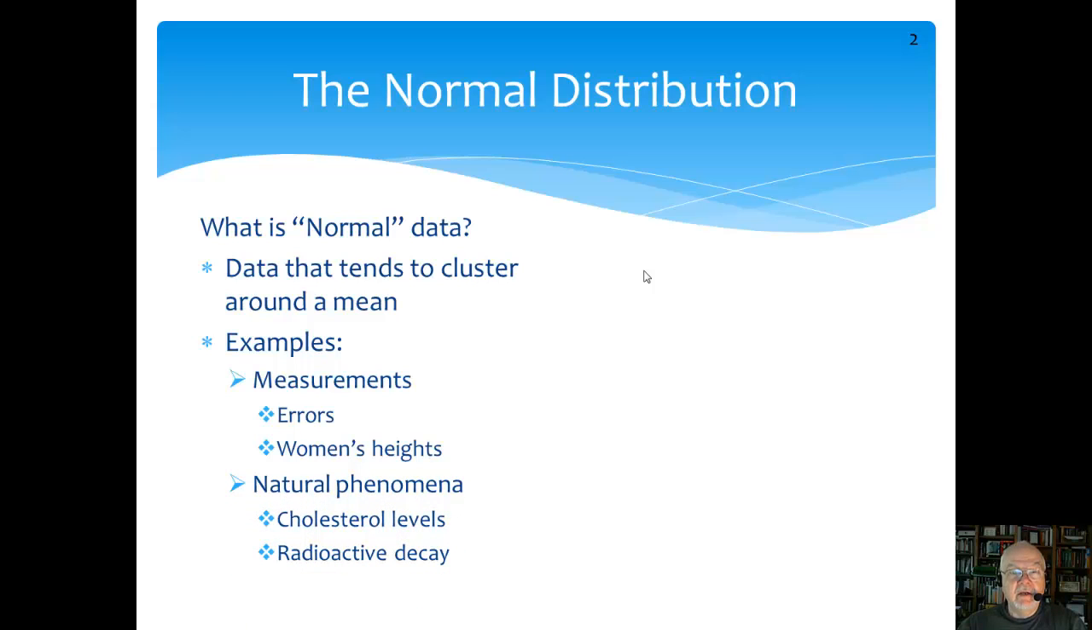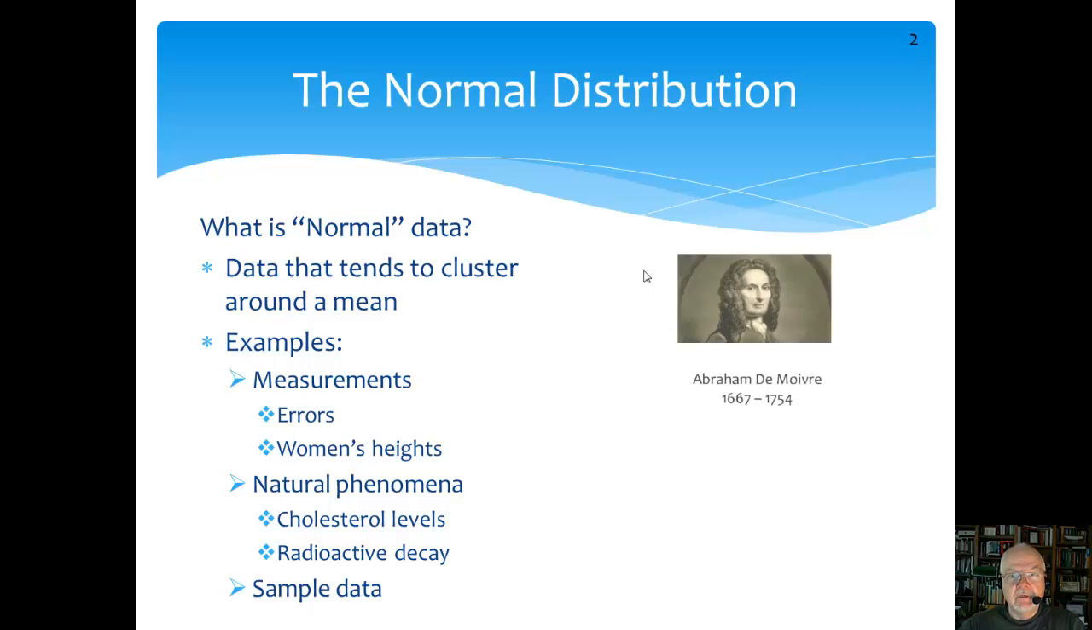They also fit a number of natural phenomena. For example, cholesterol levels in the blood usually fit a normal distribution. The radioactive decay of an isotope fits a normal distribution. But the real reason that we spend time on the normal distribution is because sample data tends to fit a normal distribution, and hence I like to think of the normal distribution as the mother of all distributions with respect to statistics.